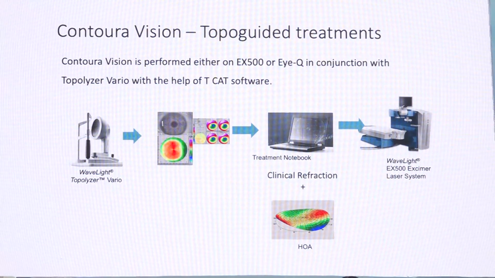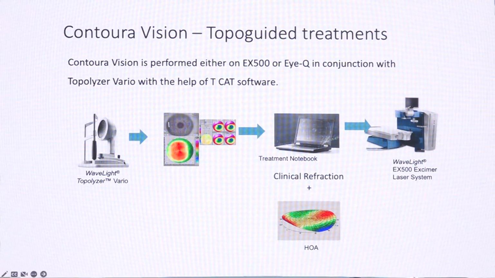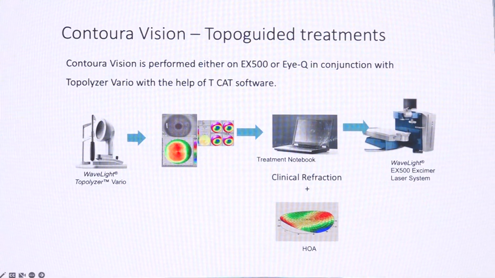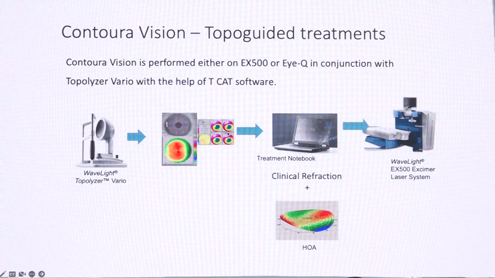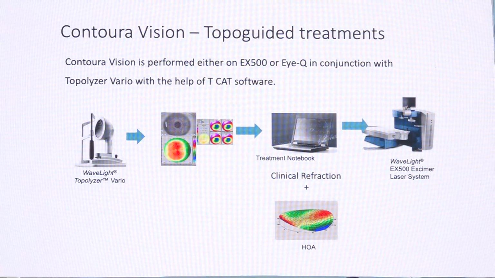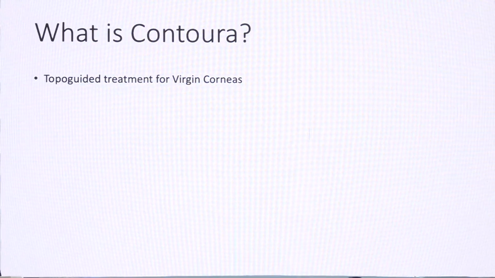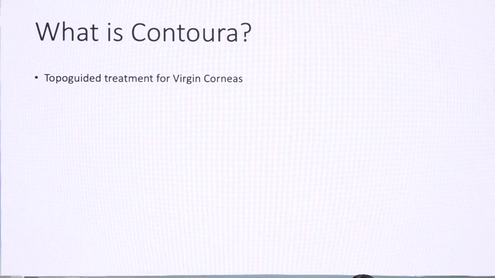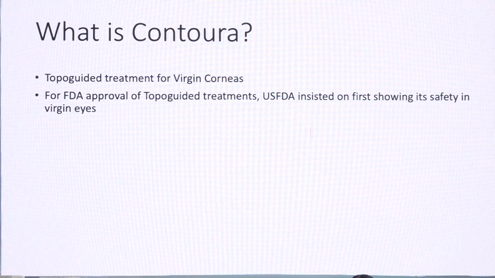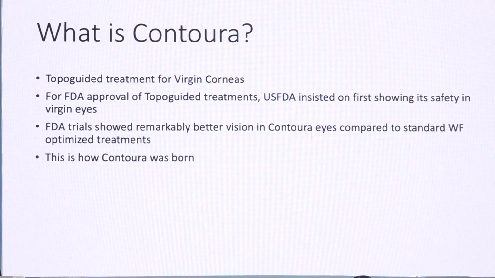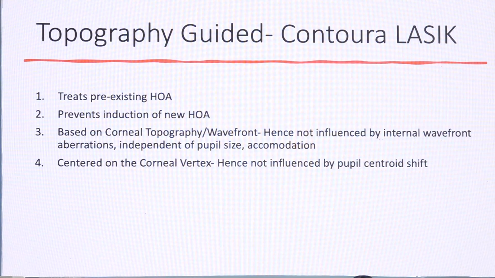You do a topography on the Wavelight laser with the Topolyzer Vario, and then you import these maps into the Wavelight machine and do the calculations, and then you can fire that treatment using the excimer laser. And Contoura is basically a topo-guided treatment for virgin corneas, and you can of course do it for aberrated corneas as well. And we've already spoken of how Contoura was born.